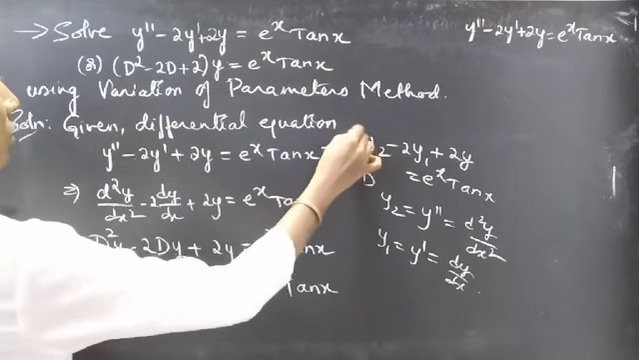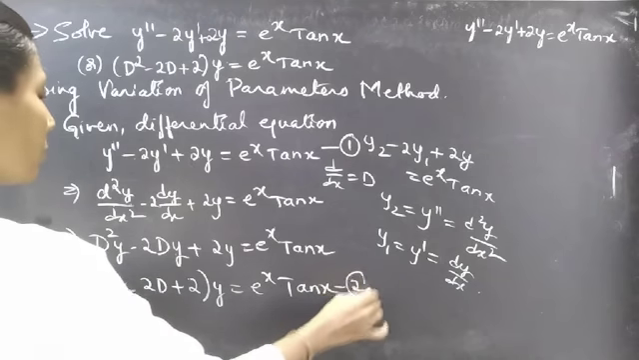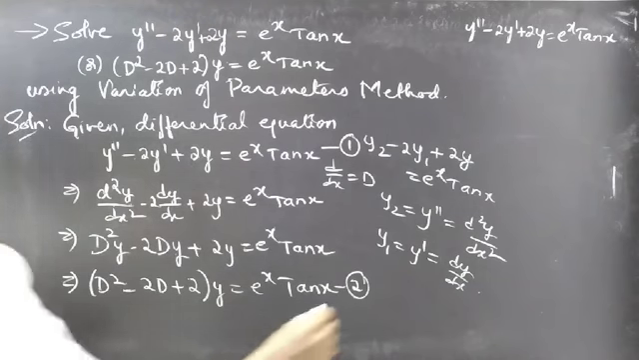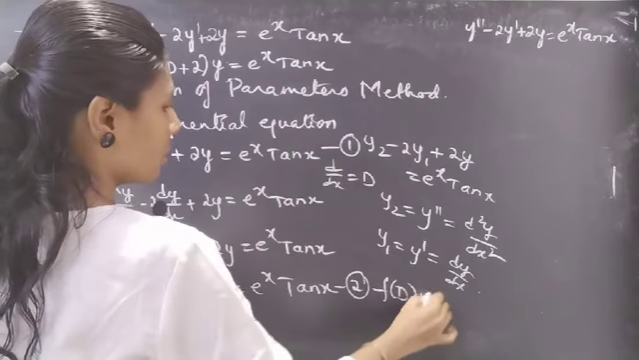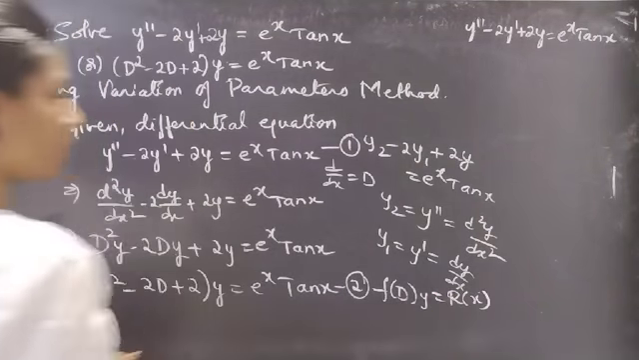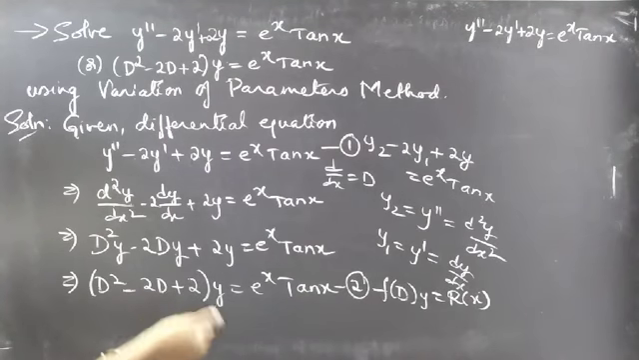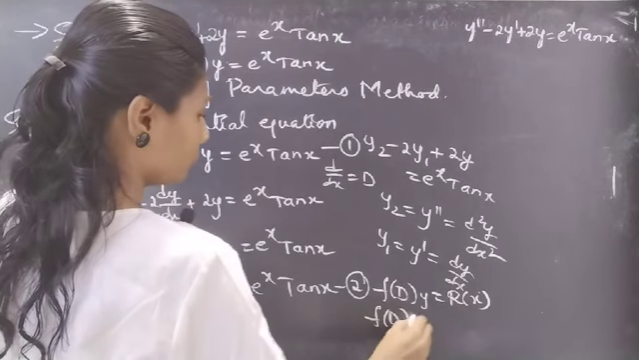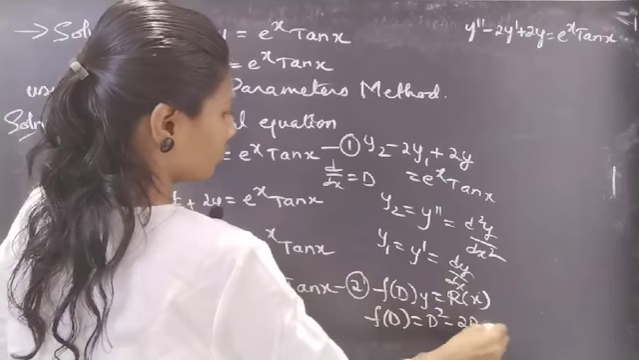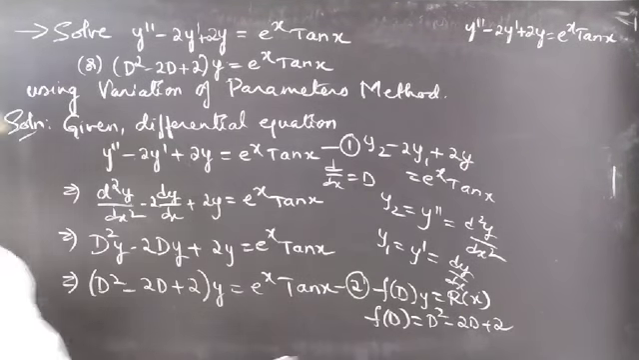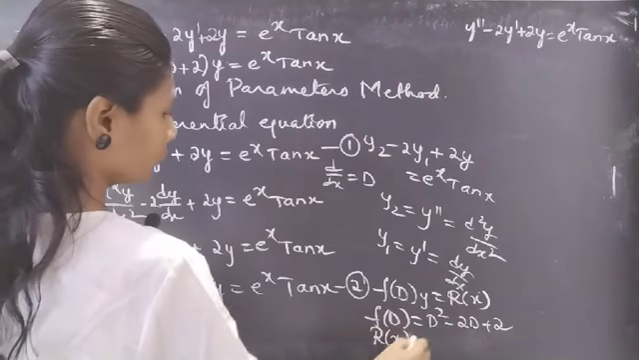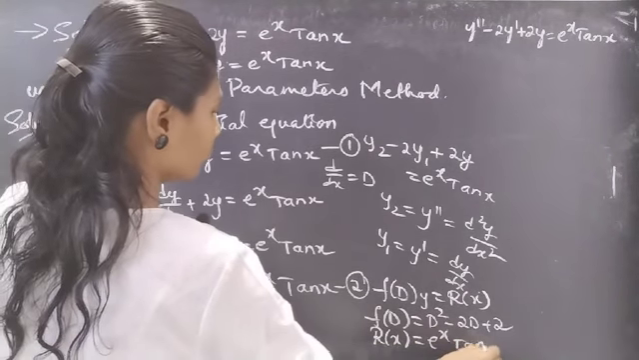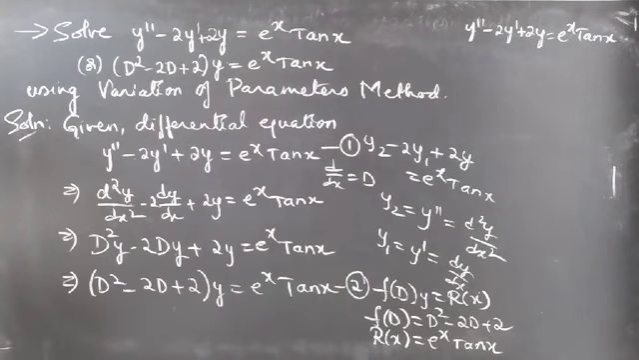Consider the first equation as equation 1 and the equation in operator form as equation 2, which is of the form f of D into y equal to some function of x, where f of D is D square minus 2D plus 2 and r of x is e power x tan x.